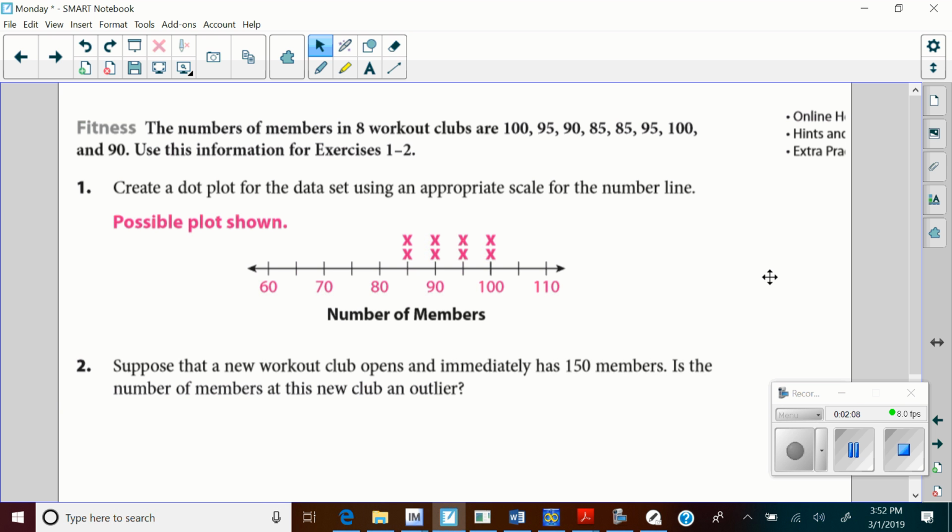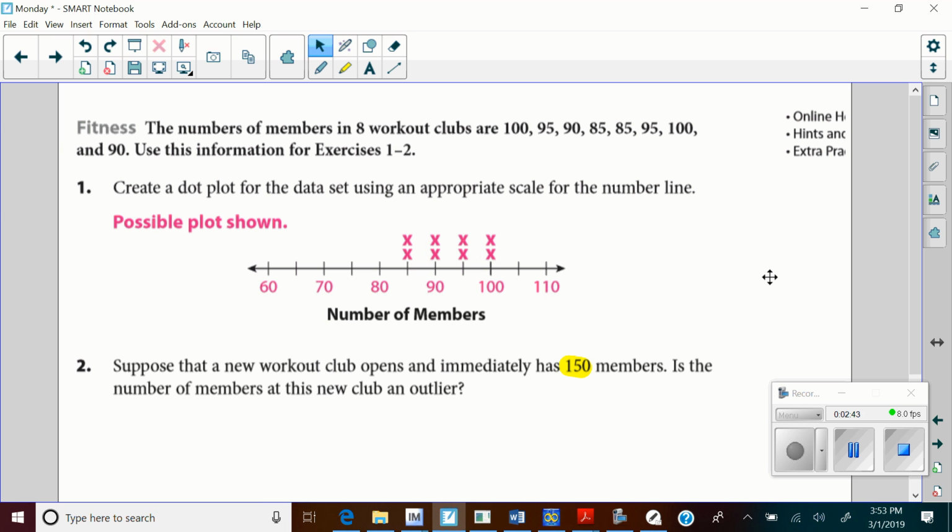Okay, that settles number 1. Now we're going to take a look at number 2. It says suppose a new workout club opens and immediately it has 150 members. Is the number of members at this club an outlier? Basically, they want to know if 150 is far enough from the rest of our data to be considered an outlier.